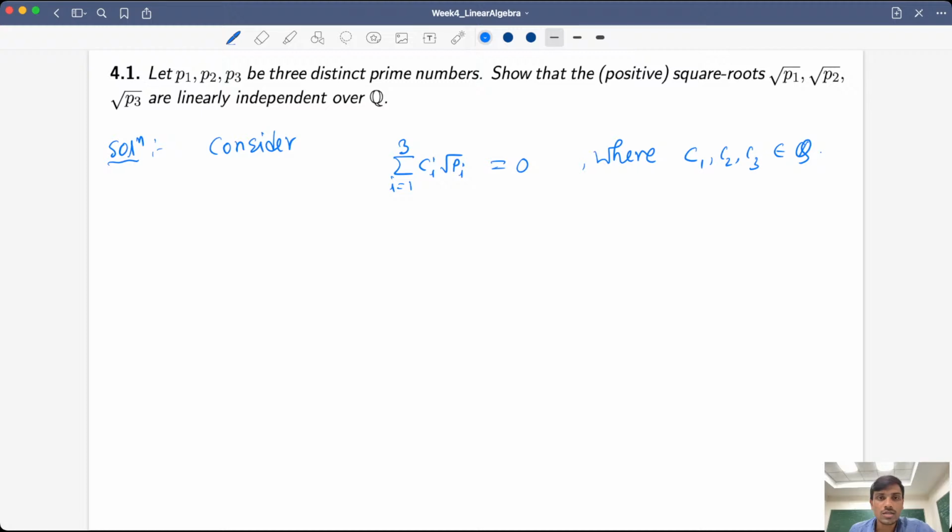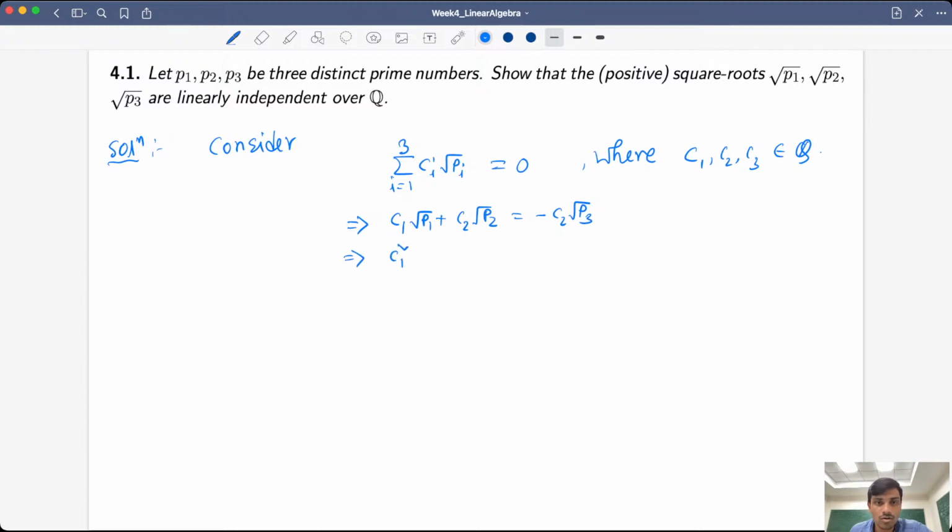Okay, so I need to show that each of these c1, c2, c3 is equal to 0. So we can use the irrationalities of root p1, root p2, root p3. I can write it in the form c1 root p1 plus c2 root p2 equals minus c3 root p3. Then square it.